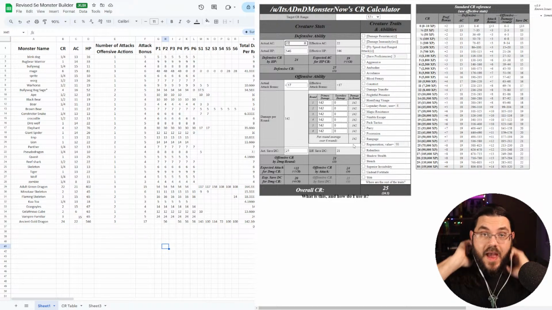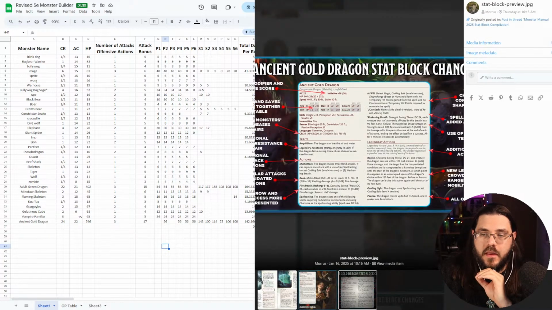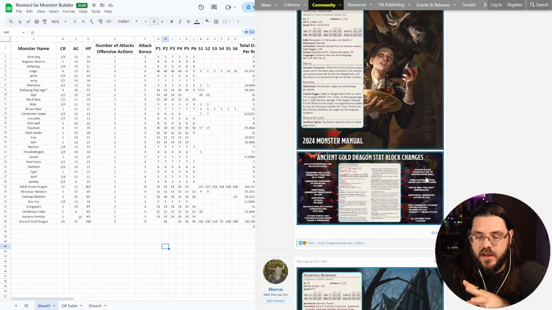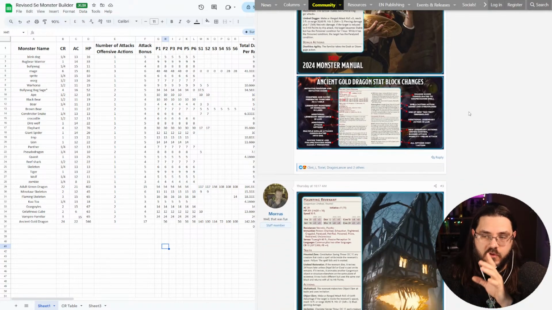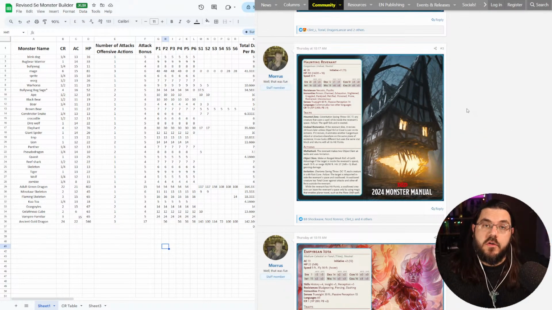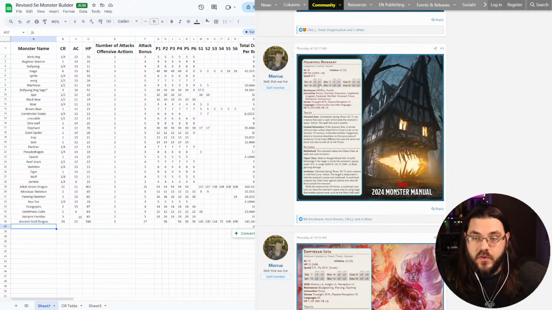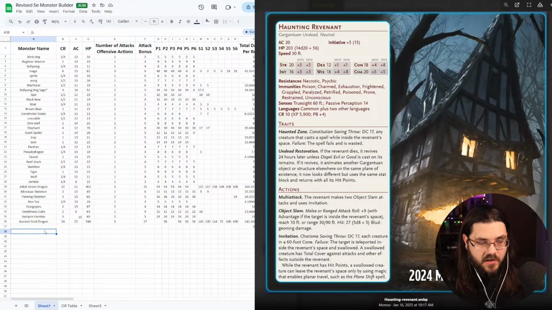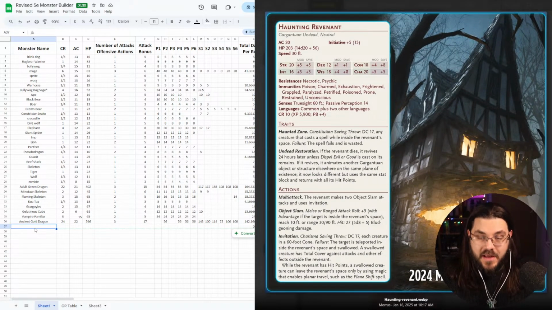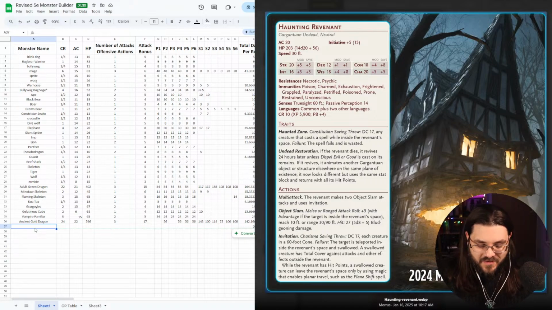I'll have to test once the actual Monster Manual comes out across the spectrum of CR. But so far, I've got a good feeling that we're going to be able to continue to use the 2014 guidelines to a degree, to enough of a degree as to be a starting point. The Haunting Revenant is a CR10 creature. That'll give us a good place to test again, kind of middle of the pack for this.